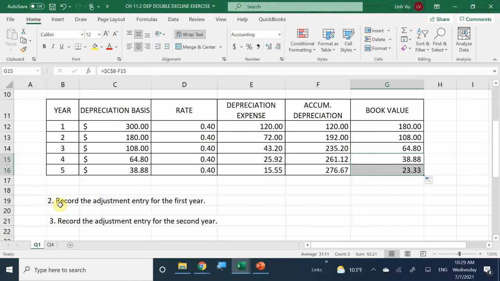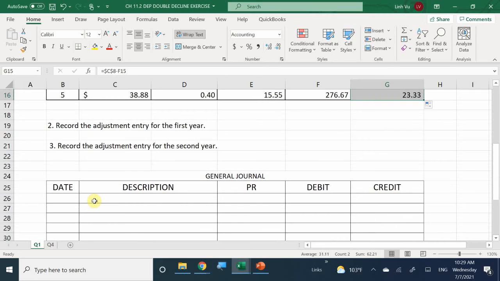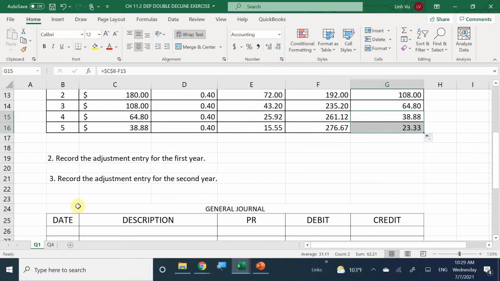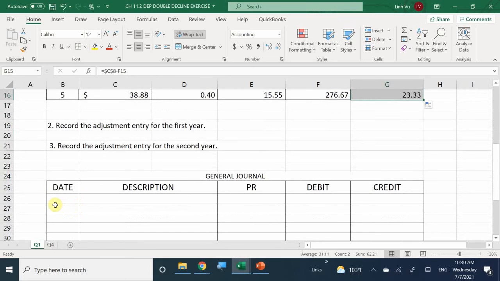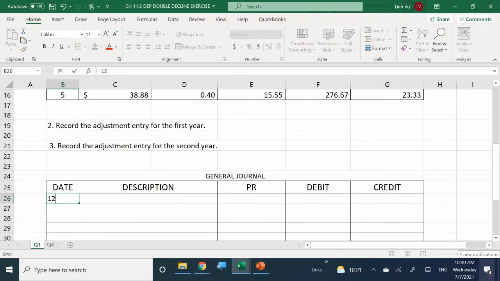But that's what you can do because it's already reached its end of life. It's probably going to break down sometime soon. Okay. So next section we have here, we're going to journalize this adjustment entry for the first year and for the second year. Assuming that the depreciation journals are done at the end of the year.